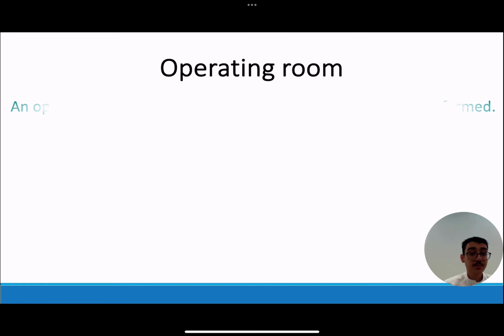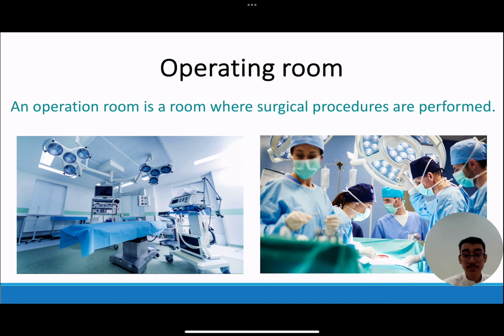Operating room. An operating room is a room where surgical procedures are performed. Like you can see in these two pictures, the operating room must be clean and sterile 100% to prevent infection among the patients. This means that the tools that will be used in the operating room must be sterilized before and after the operation, so that no infection happens among the patients.